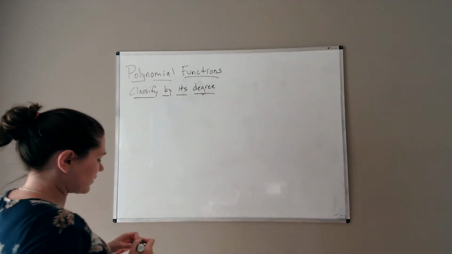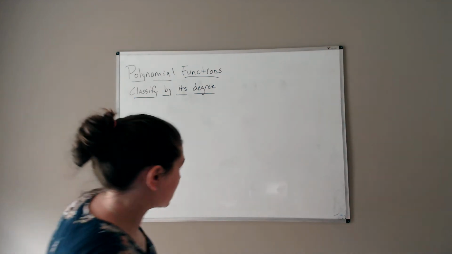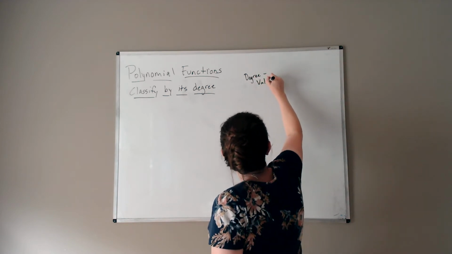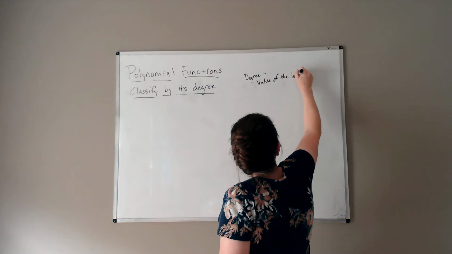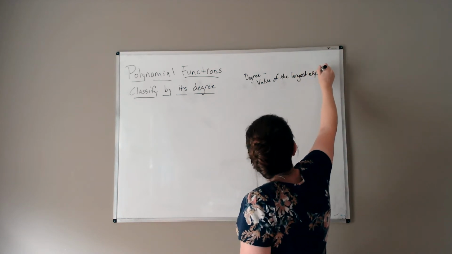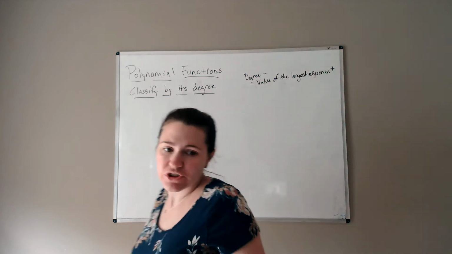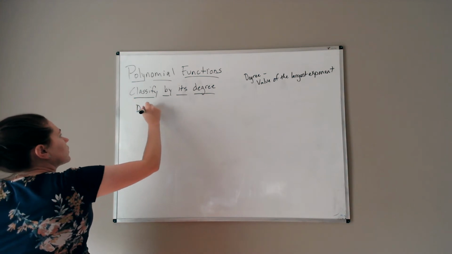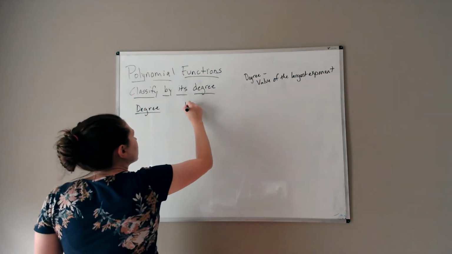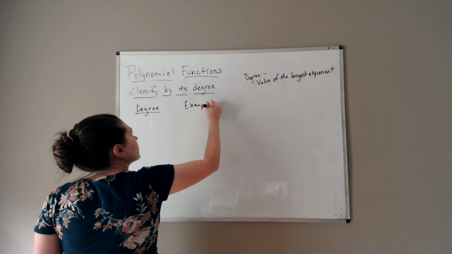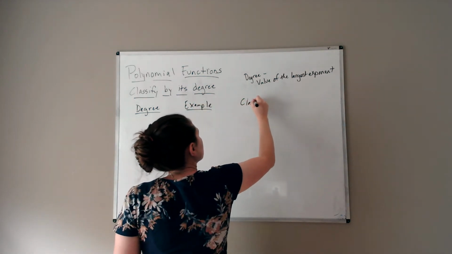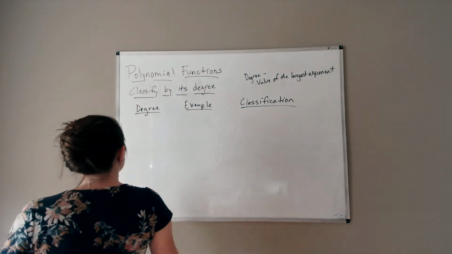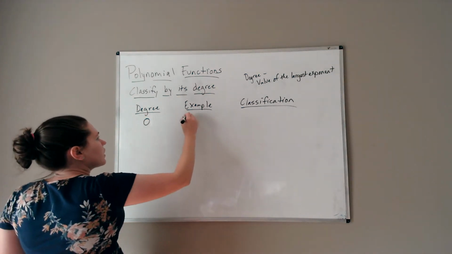Now, before we classify by degree, we need to know what that means. Degree is going to be the value of the largest exponent on the variable. So the value of the largest exponent on the variable. Make 3 columns. So when the degree is 0, here's an example.